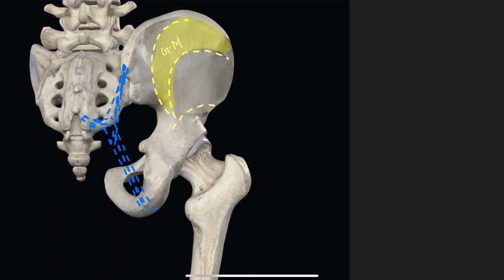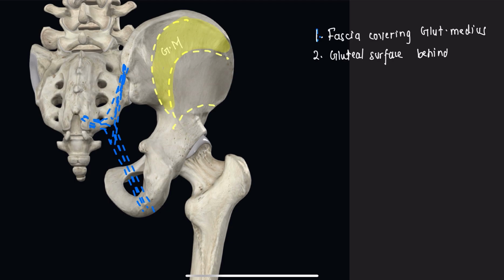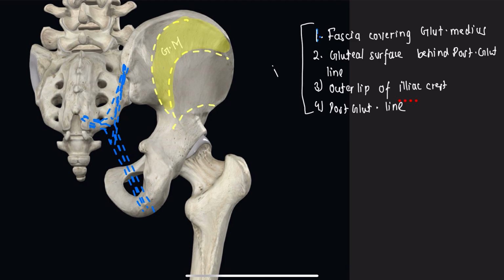So let's summarize them all. The first one is the fascia covering the gluteus medius. The second one is the gluteal surface behind the posterior gluteal line, the outer lip of the iliac crest, and the posterior gluteal line itself. So these are all the four that come from the ilium.